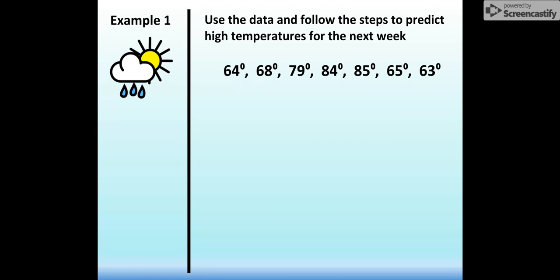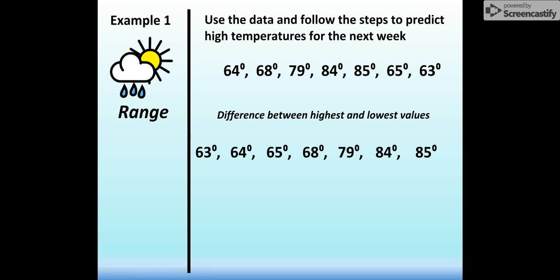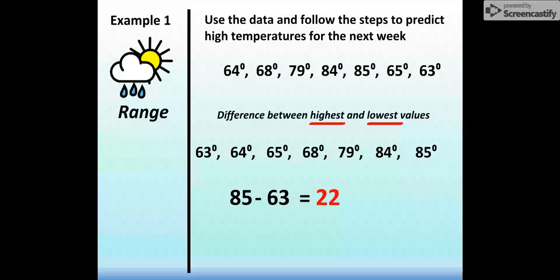And our last one, range. The difference between the highest value and the lowest. Again, go back up to median, look at your list of temperatures from coldest to warmest, 85 minus 63. A difference of 22 degrees.